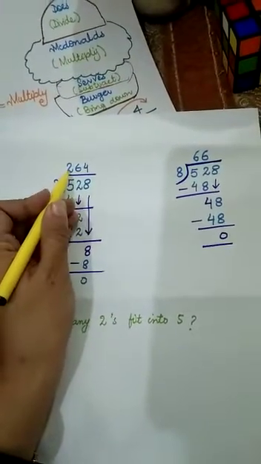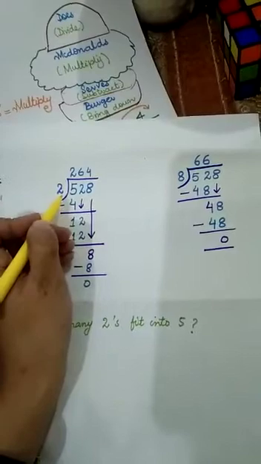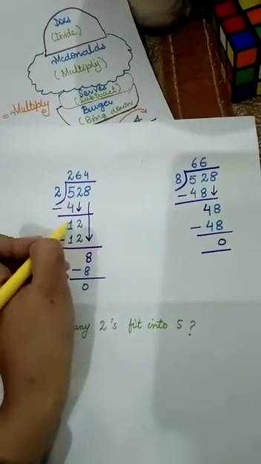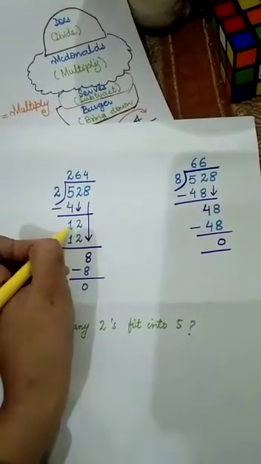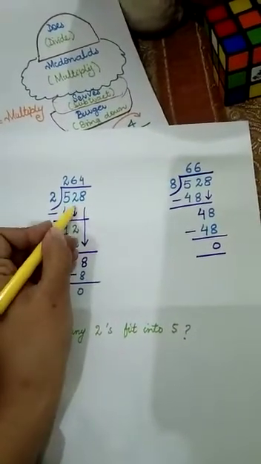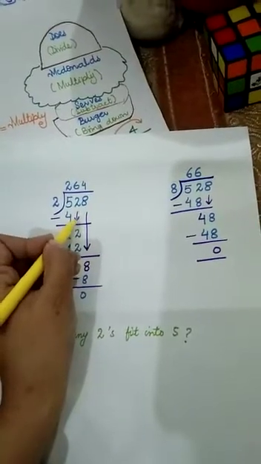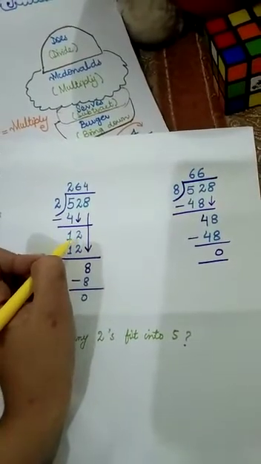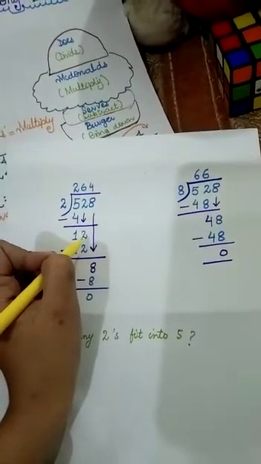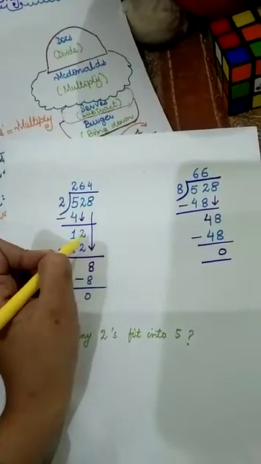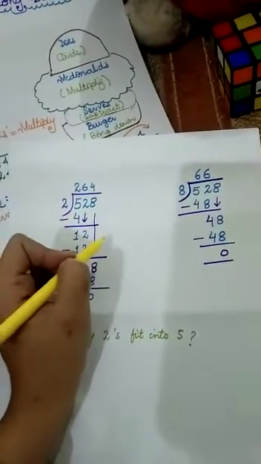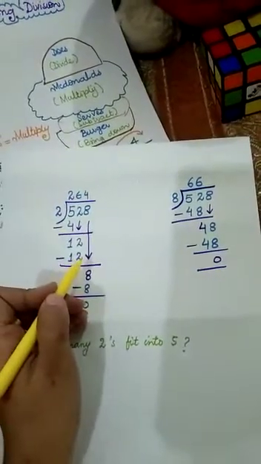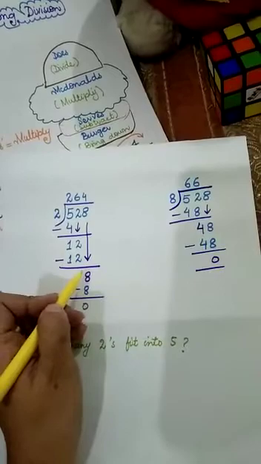So 2 twos, what have we done? Divide. Then we multiply. 2 twos are 4. Then we subtract it. 5 minus 4 will be 1. Now 1 is the remainder. And then we bring down the other digit, right? The next digit is 2. Now it becomes 12. Then how many 2s fit into 12? So 6 twos. 2 sixes are 12. So I will write 6 over there and I will write 12 over there. So 12 minus 12 will be 0.